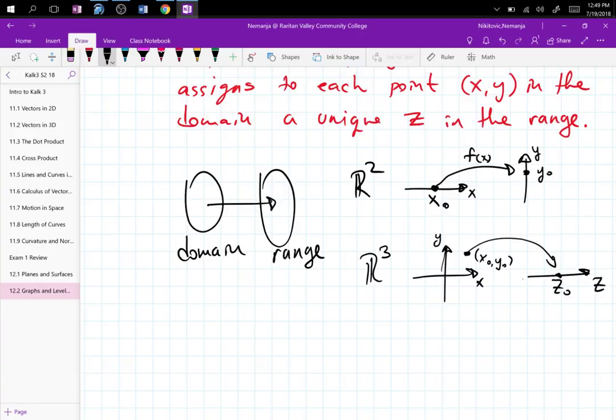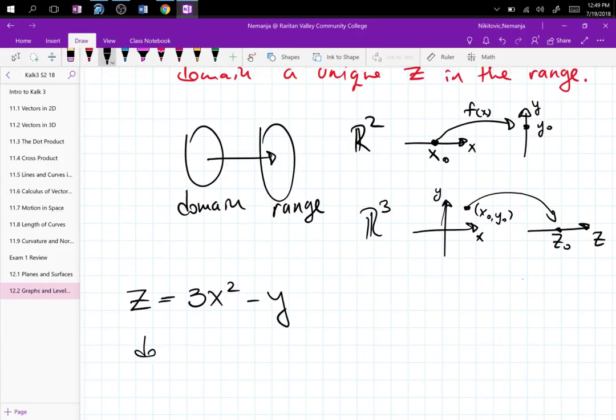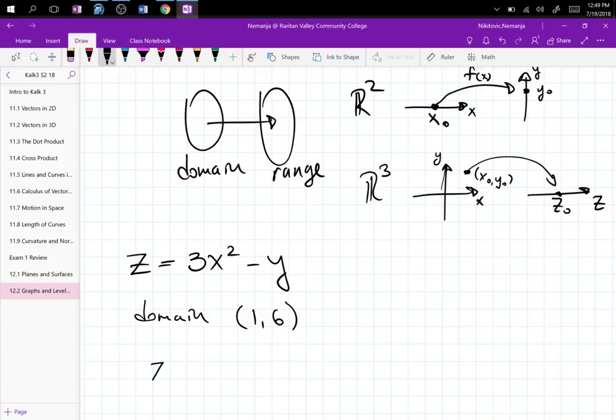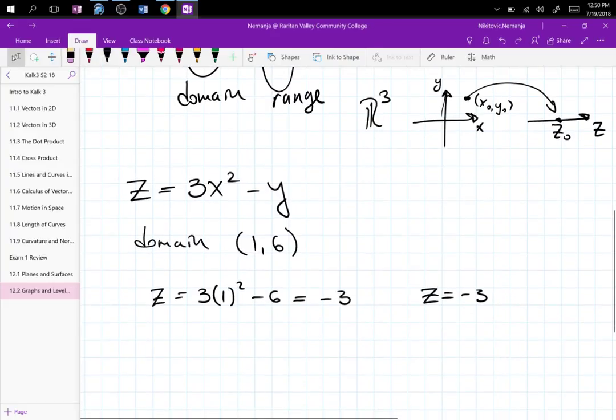This concept is extremely simple. I will give you z equals 3x squared minus y, and then I will pick a point in the domain, let's say 1 and 6, and then you will say, okay, z equals 3 times 1 squared minus 6, which is equal to -3. So z equals -3, which means that 1, 6 produced -3, and you have the ordered triplet in 3D that is 1, 6, -3.